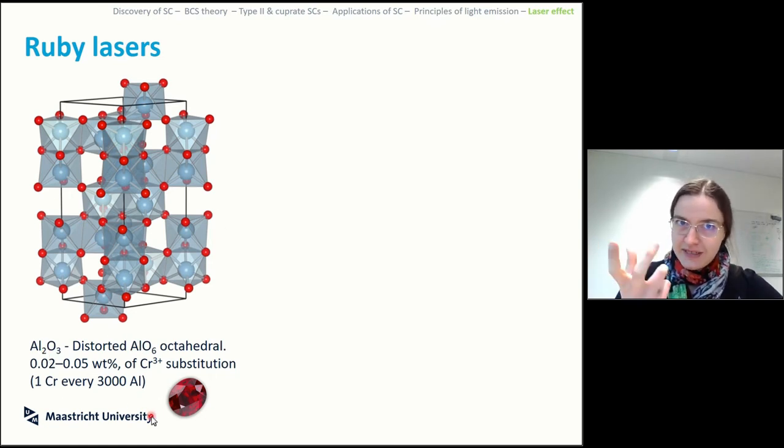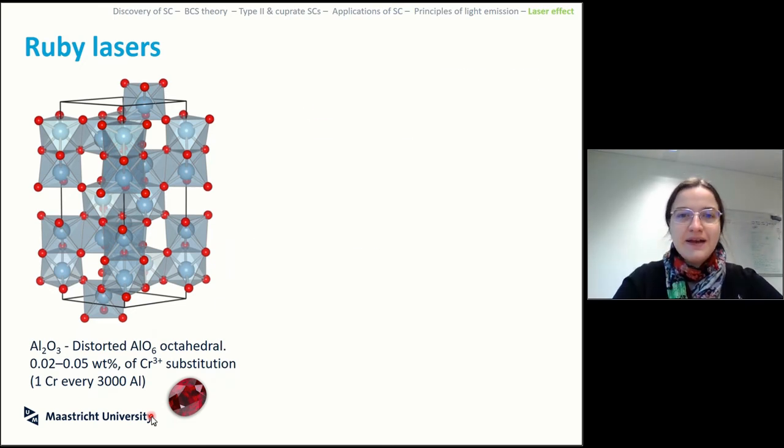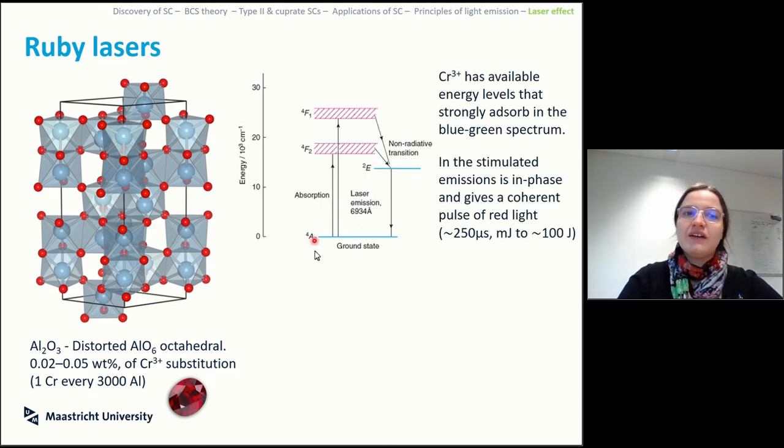So this thing by itself is red, right? And you have a series of energy levels available that can actually strongly absorb blue light and stuff.